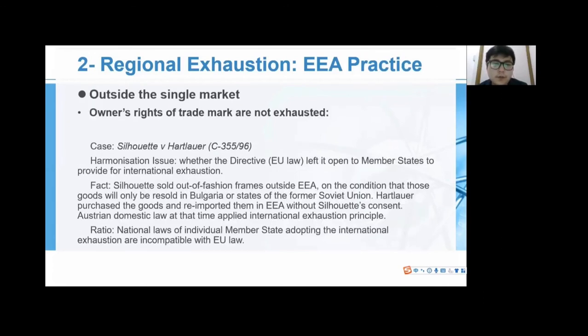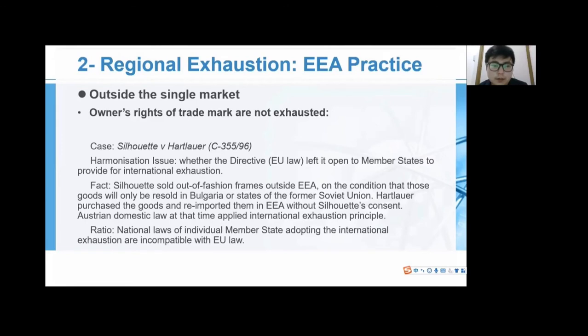In situations where the goods of parallel importation are from outside of the single market, the European standard is quite clear that the trademark rights are not exhausted. The case to refer to is Silhouette. In that case, the plaintiff exported his goods from Austria to Bulgaria on the condition that the goods would only be sold in non-European Economic Area countries. However, the defendant somehow bought these goods in Bulgaria and sold them back to Austria.